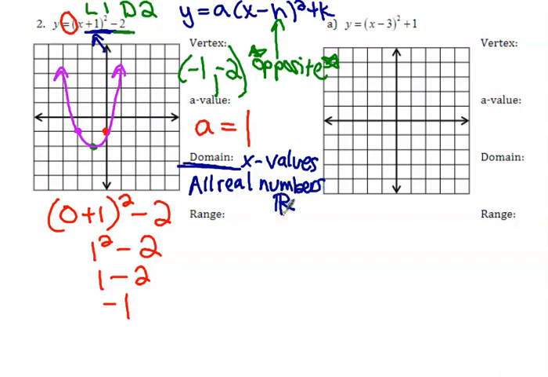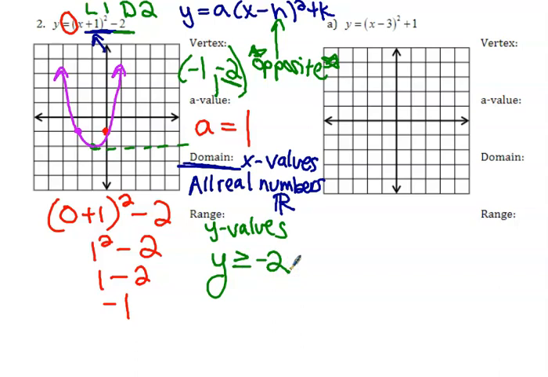Okay? Now let's look at our range. Let's look at our y values. Okay, so our y values are negative 2 and above. So if you notice, that is my k value. So it's negative 2 and above. So how am I going to write that? Y is greater than or equal to negative 2. So you can write it that way.